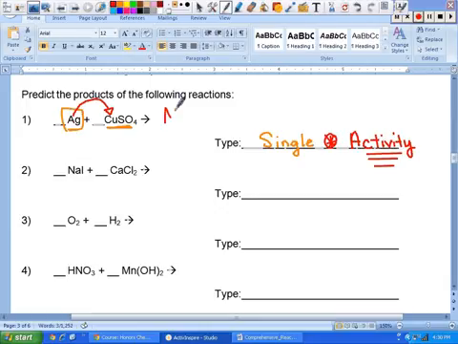If it will work, I want you to be able to move the silver over. Remember, you're going to get a new compound. Silver is going to be with sulfate. Copper is going to be all on its own. But again, you check this to see if this will work.